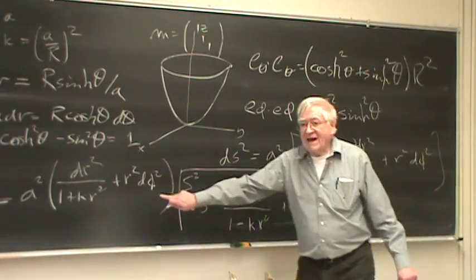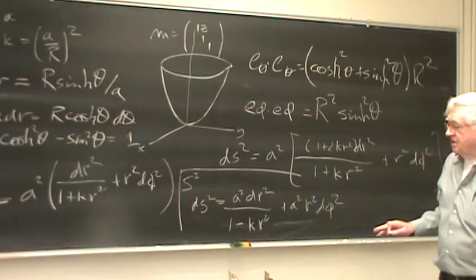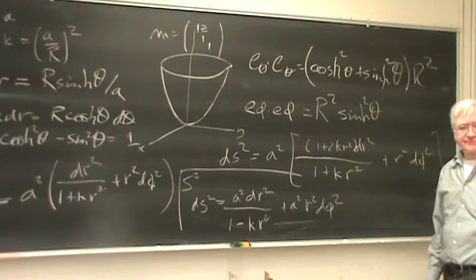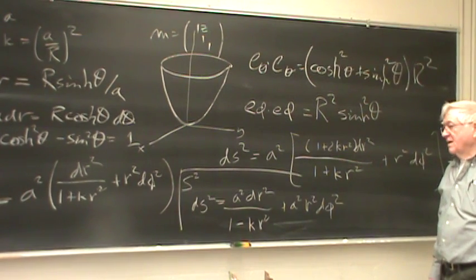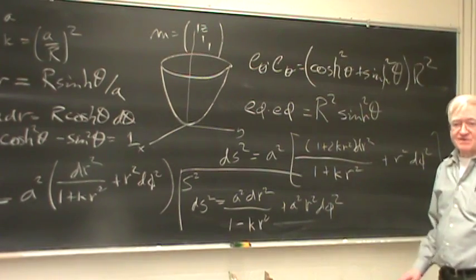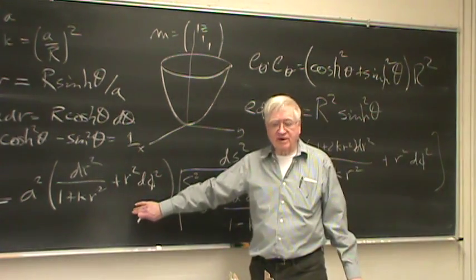So this and that are very similar, and in fact they are the only two non-trivial maximally symmetric 2-surfaces. The other one, of course, is the plane. There are actually three: the plane, the sphere, and then this funny hyperboloid.